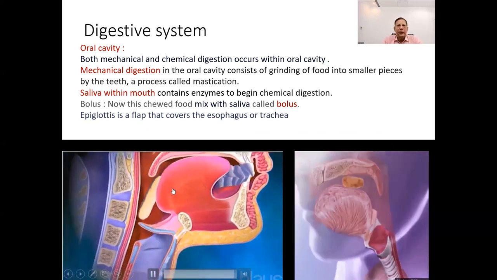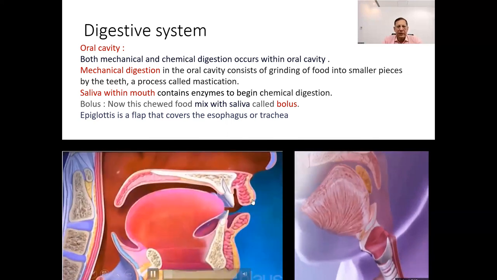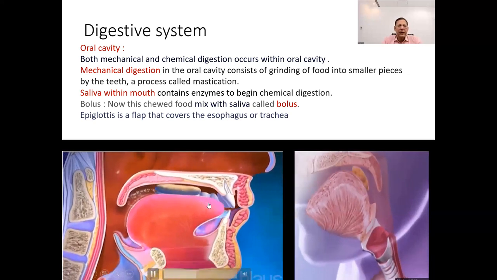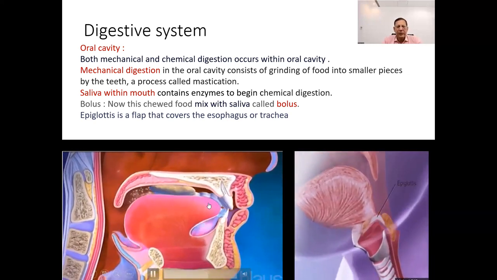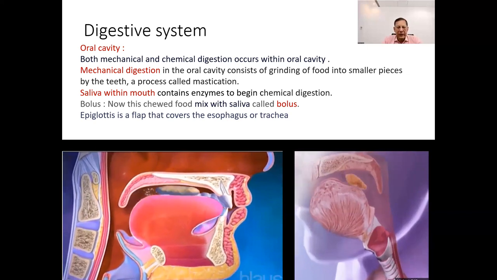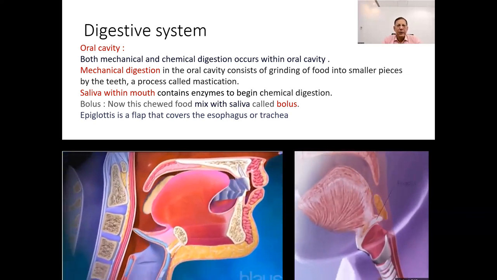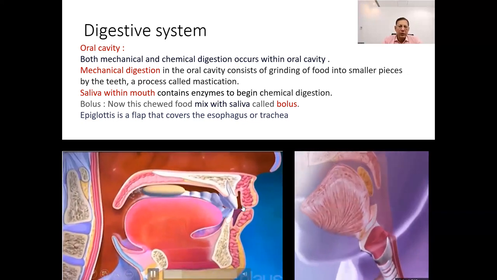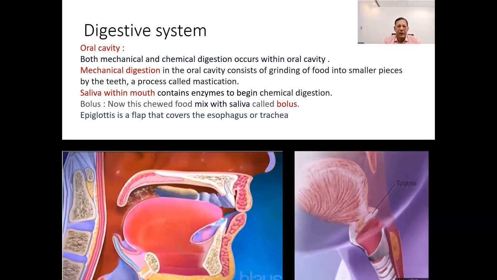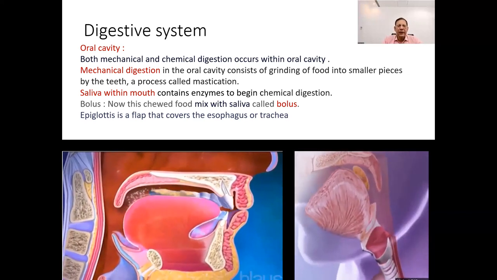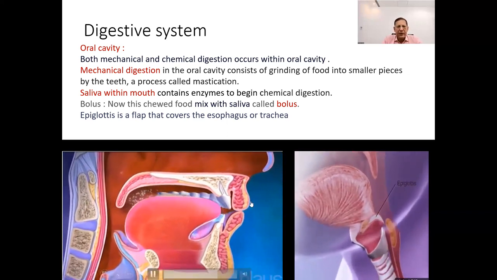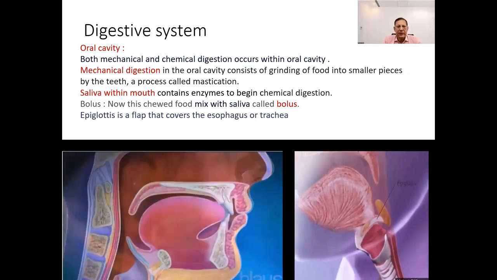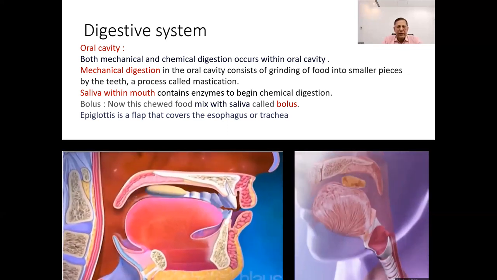Also within the mouth, the saliva contains enzymes like amylase, which begins the chemical breakdown of carbohydrates into sugars, which our body can easily absorb because it is the simpler form of the carbohydrate. Saliva also contains an enzyme called lingual lipase, which breaks down fats. So in the mouth, both mechanical as well as chemical digestion is occurring. Mechanical by chewing and chemical by the enzymes.